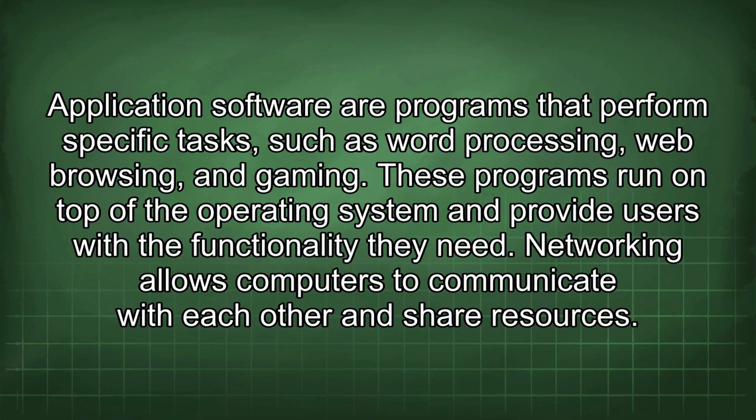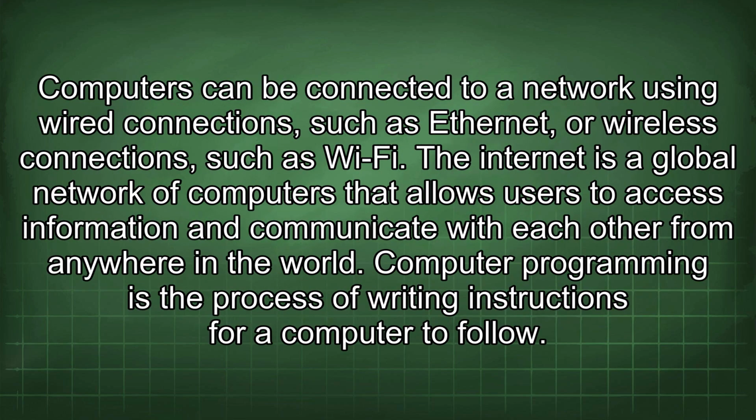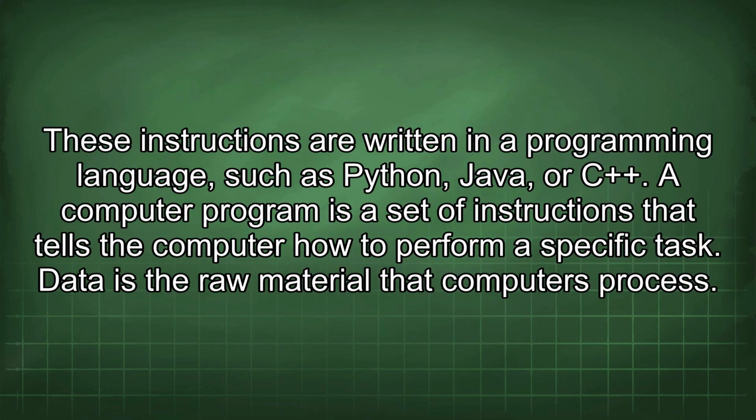Networking allows computers to communicate with each other and share resources. Computers can be connected to a network using wired connections such as Ethernet or wireless connections such as Wi-Fi. The Internet is a global network of computers that allows users to access information and communicate with each other from anywhere in the world. Computer programming is the process of writing instructions for a computer to follow. These instructions are written in a programming language such as Python, Java, or C++. A computer program is a set of instructions that tells the computer how to perform a specific task.